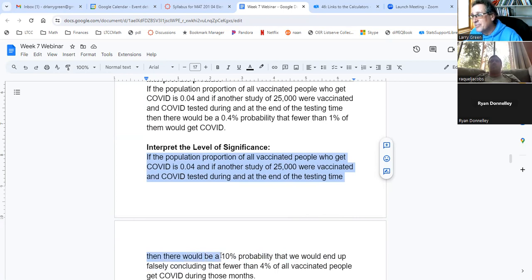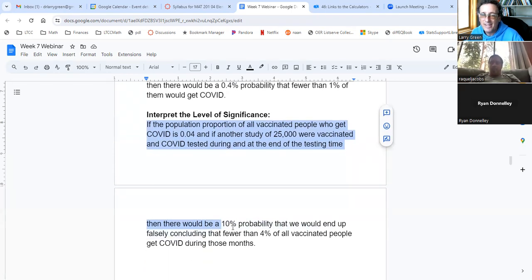And if another study of 25,000 were vaccinated and COVID tested during and at the end of the testing time, then there would be a 10%, because remember, we're using 10% for our level of significance, there'd be a 10% probability that we would end up falsely concluding that fewer than 4% of all vaccinated people get COVID during these months. And that's what the level of significance is.